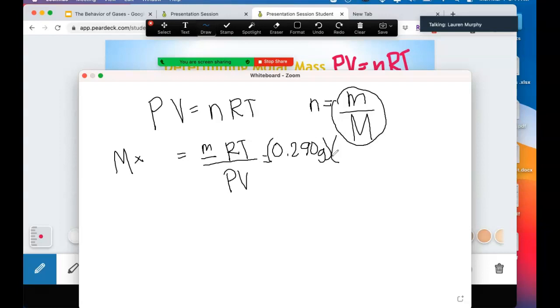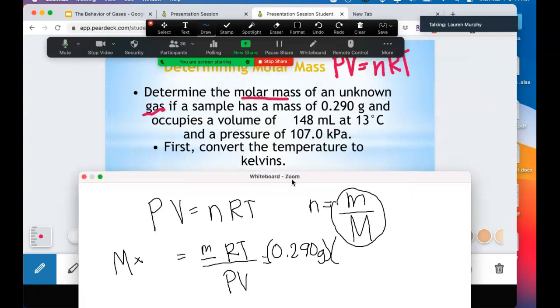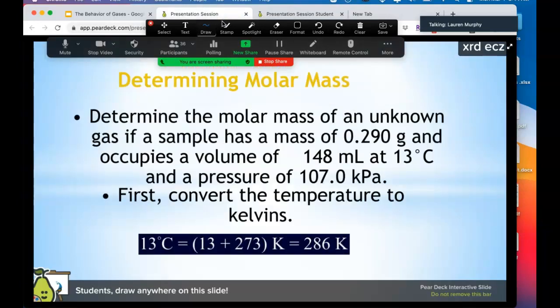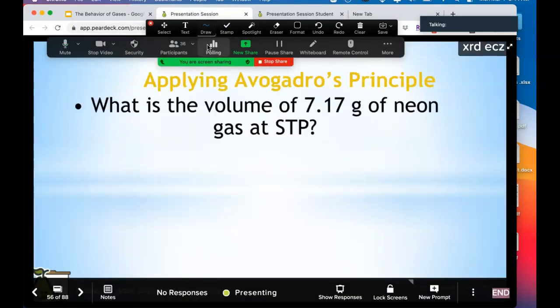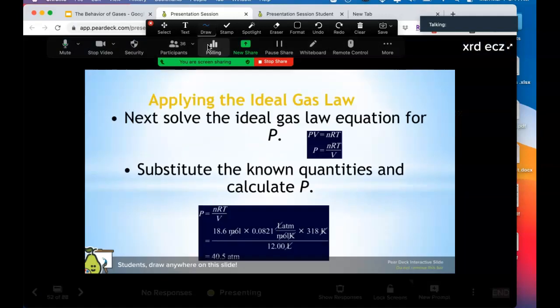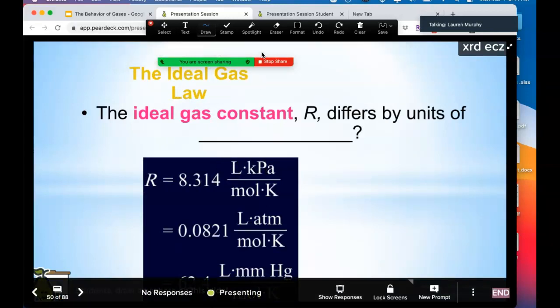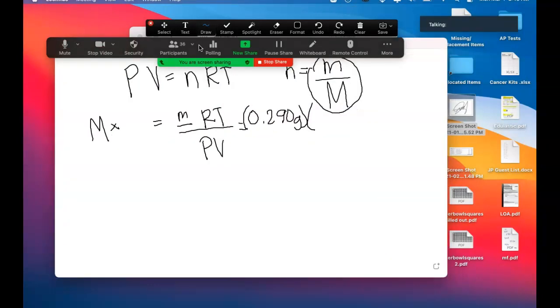Okay. The R constant, you want to match the pressure. So the pressure is in kilopascals. So you want to use the one for kilopascals. Let me see if I gave you one. Let's look. I gave you a bunch of the R constants. Oh yeah, here it is. 8.314 liter kilopascals over mole Kelvin. This is the one for kilopascals.